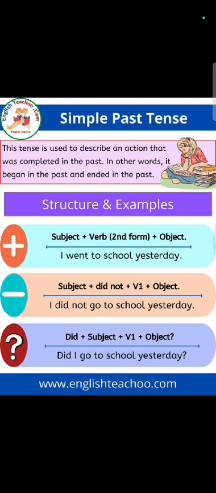The structure of the simple past tense: in the affirmative sentence, the rule is subject plus verb second form plus object. For example, I went to school yesterday. In the negative sentence, the rule is subject plus did not plus verb first form plus object. For example, I did not go to school yesterday. In the interrogative sentence, the rule is did in the start plus subject plus verb first form plus object with the question mark at the end. For example, did I go to school yesterday?